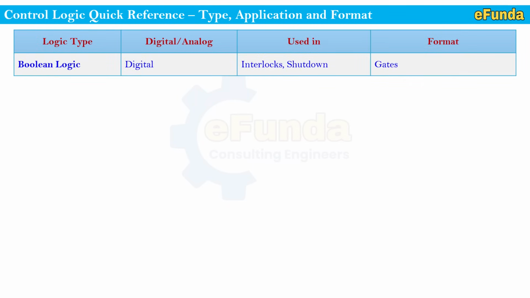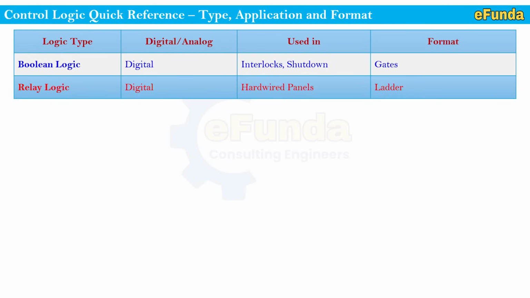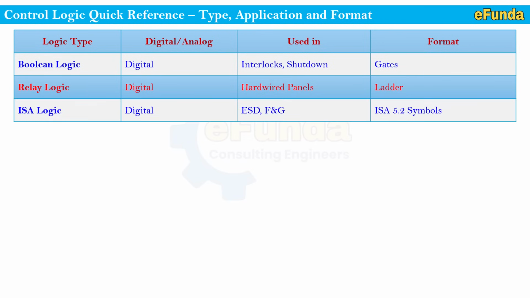It is very important to understand control logic. A quick reference: type, application and format. We will see the tabulated format to cover the logic type, digital or analog signal type, use and format type. First, Boolean logic is a digital type used for interlock and shutdown purposes. Format is gates. Relay logic is digital, hardwired panel, and the format is ladder type. ISA logic is digital, used for ESD, and the format is ISA 5.2 symbols.